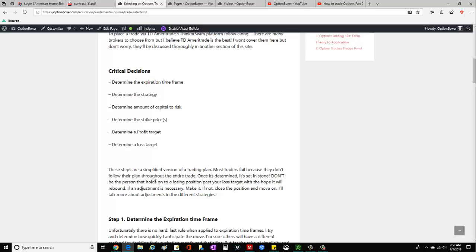Most traders fail because they don't follow their plan throughout the trade. Once you've determined what your plan is for a trade, it's set in stone. Don't be the person that holds on to a losing position past your loss target with the hope it will rebound. If an adjustment is necessary, make it. If not, close the position and move on.